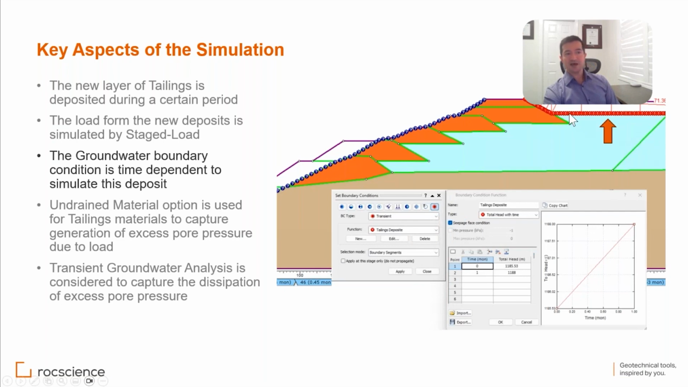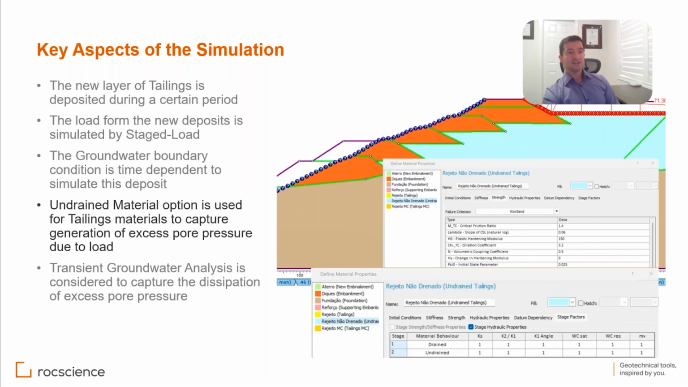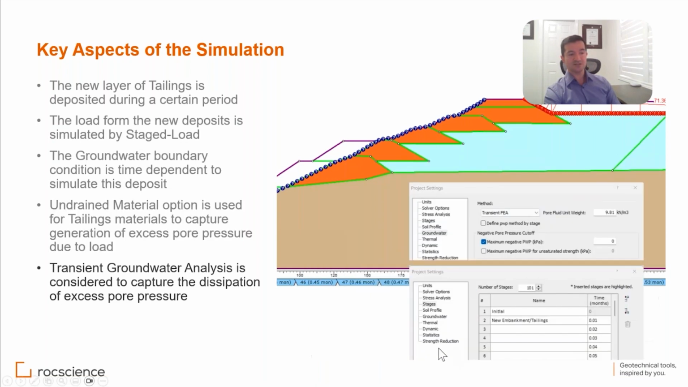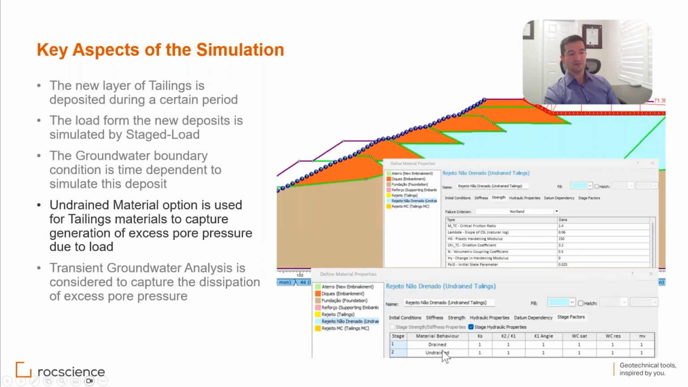The boundary condition that I have for the tailing material and the water that is coming with it, to increase the water level behind the dam, is also transient. It is time dependent, with head going up to a certain level that I was using in the other simulation. The material here is going to be a NorSand constitutive model so that it can capture that static liquefaction. The material turns from drained to undrained, from the initial stage to the second stage forward, where the load is coming in, and we will have undrained material.